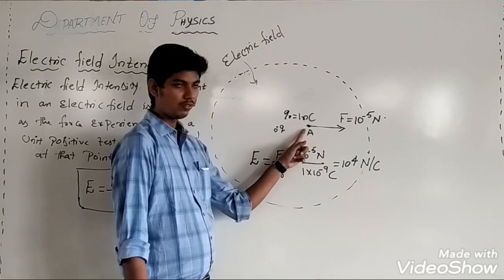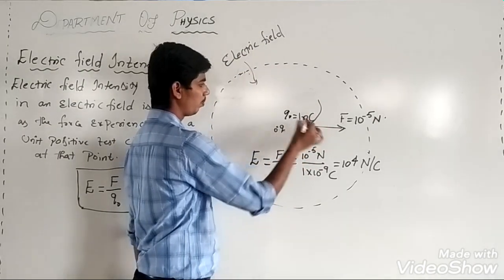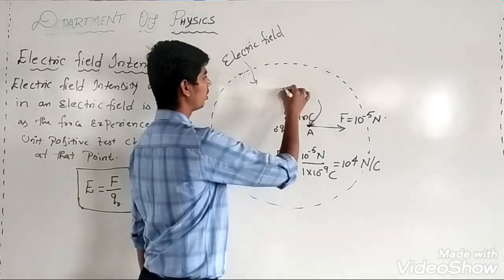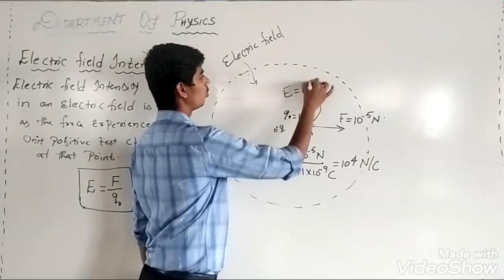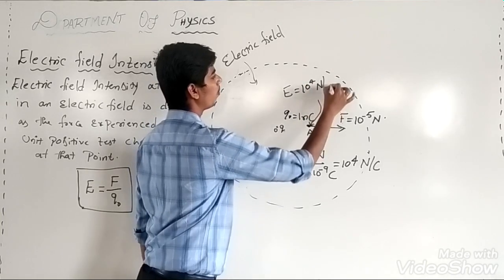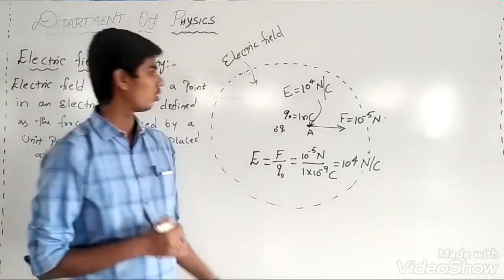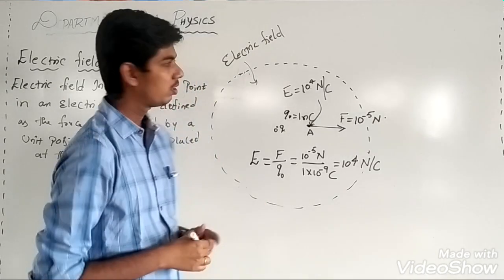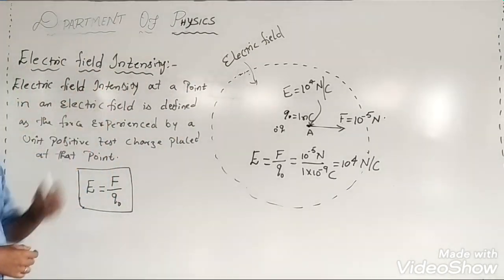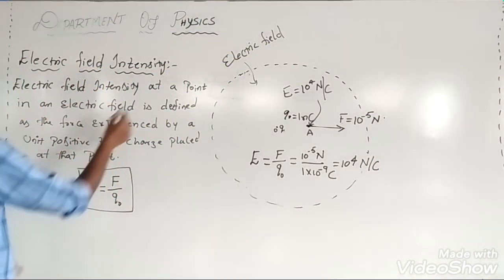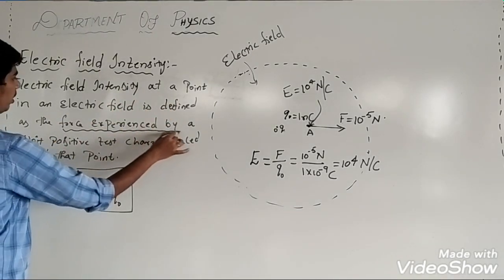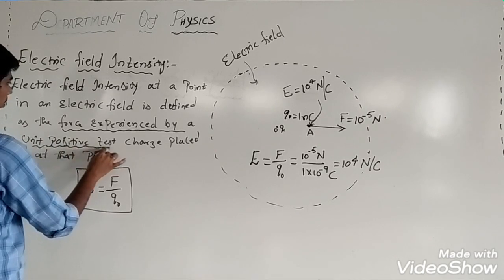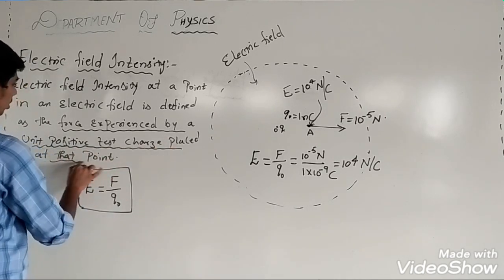So the electric field at this point, the electric field strength at point A is 10 to the power of 4 Newton per coulomb. This is the strength of electric field at point A. This is the idea of electric field intensity. So electric field intensity at a point in the electric field is defined as force experienced by a unit positive test charge placed at that point.